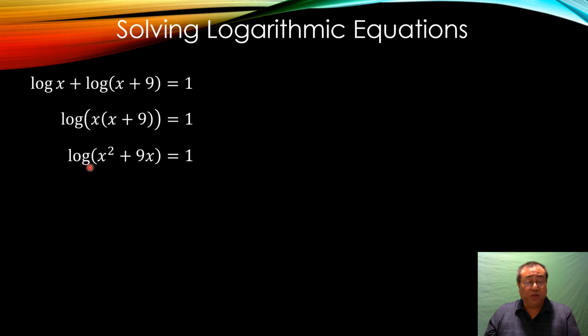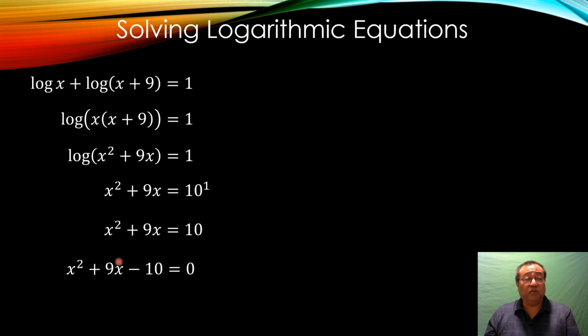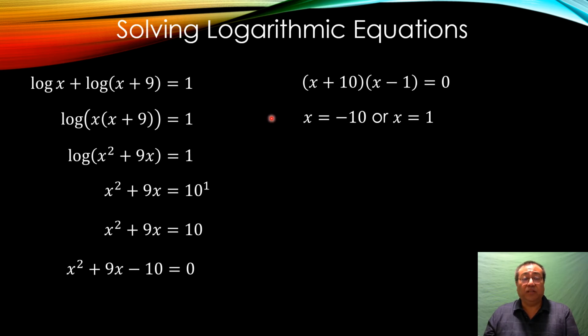Now we're going to do a rewrite, right? There's a base of 10. Remember, if you don't see a base, the base is 10. So it's going to be x squared plus 9x equals 10 to the 1, which is just 10. So we move the 10 over to the left. Now it's a regular factoring problem. We factor it out, and we get x plus 10 times x minus 1 equals 0. And we get the values x equals negative 10 or x equals 1.